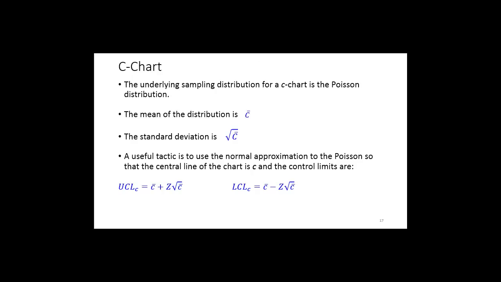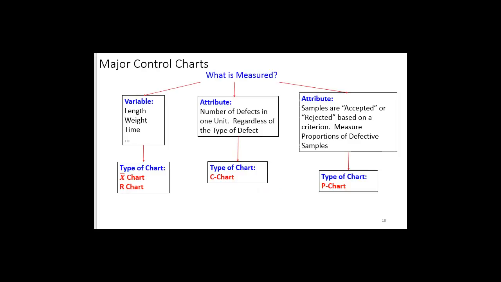In a Poisson distribution, the mean of the distribution is the variance. So the standard deviation of the distribution is the square root of the average. The base formula for upper and lower control limits is still the same, average plus or minus 3 standard deviations. So we use the same formula to develop the upper and lower control limits. Well, before going to the examples, it is important to know how to select your chart.